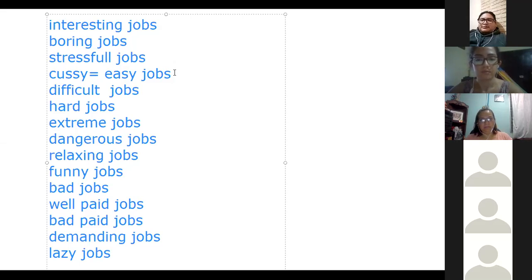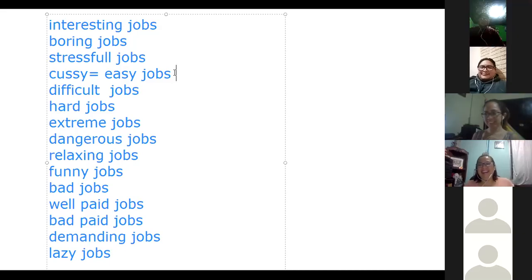What about this one? Cushy. Very easy. Very relaxed. Easy jobs. Politicians. Okay. Easy, right? And they have really good salaries. We also have other easy jobs, right? It depends, but there are some easy jobs. What could be another example of an easy job? A baker could be, but it's a little bit difficult.